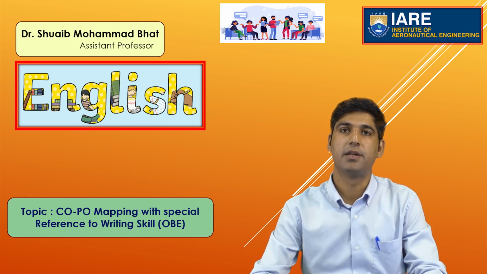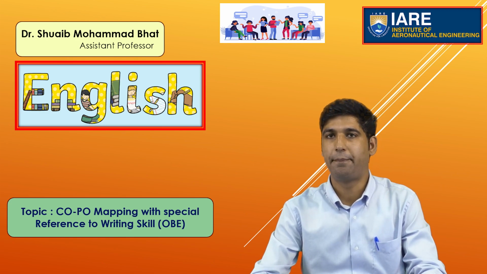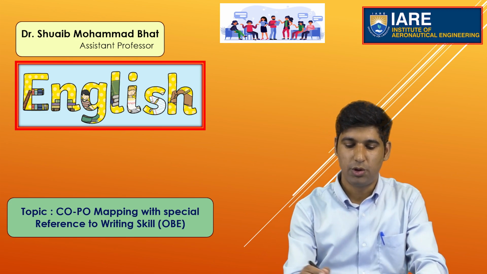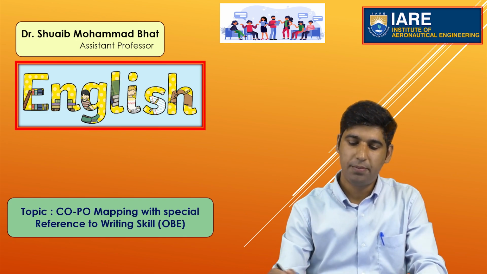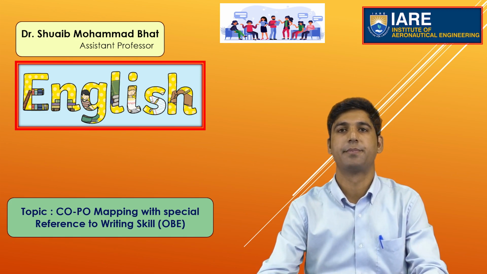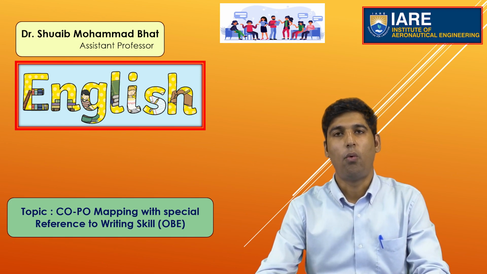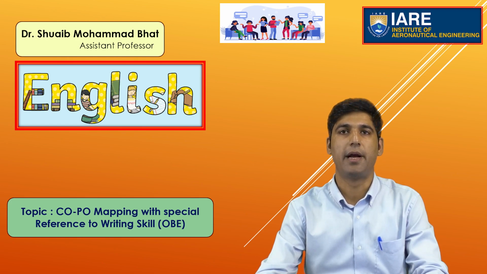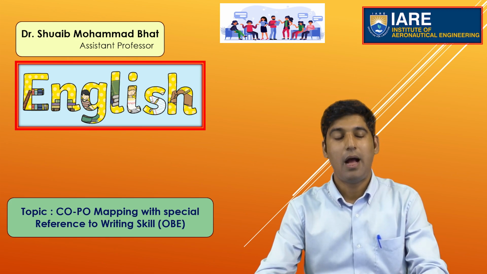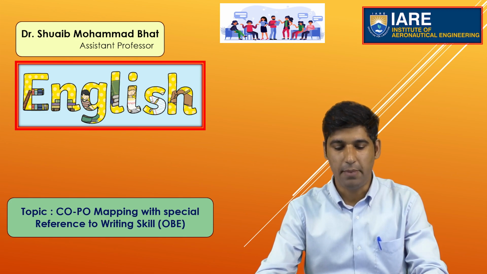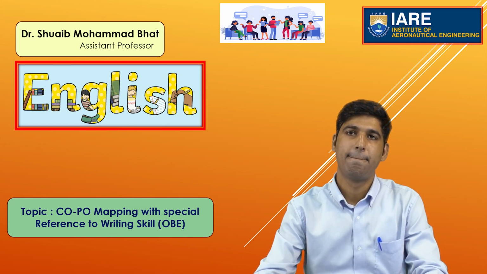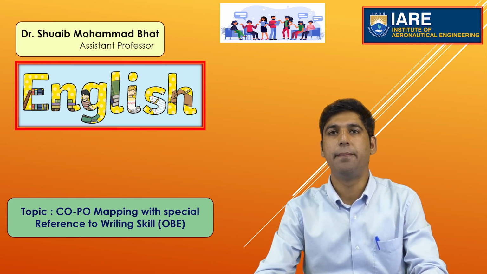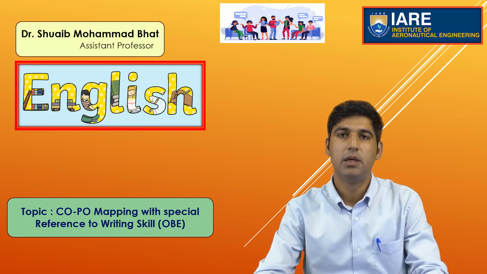Today in this video lecture, I shall be talking about COPO mapping with special reference to module 5, which is writing skill of the course Professional Communication. So, we are going to discuss course outcome and program outcome mapping. How is your course outcome mapped with your program outcome for the 5th module, which is writing skill of professional communication? Before I go with the mapping, I would like to tell you one thing.